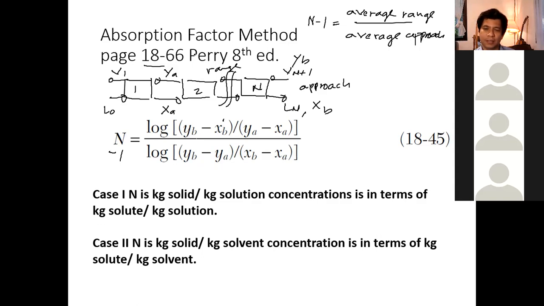Does it make sense? Is this equation make sense to you? Average range divided by average approach is equals to the total number of stages. So tandaan nyo, may minus 1 kasi dito tayo nagsimula. Ini-exclude natin yung number 1. Okay, so the next question is, bakit nga ba ini-exclude yung number 1? Bakit hindi natin dito ilagay yung x sub a natin? Bakit hindi dyan natin nilalagay yung x sub a?